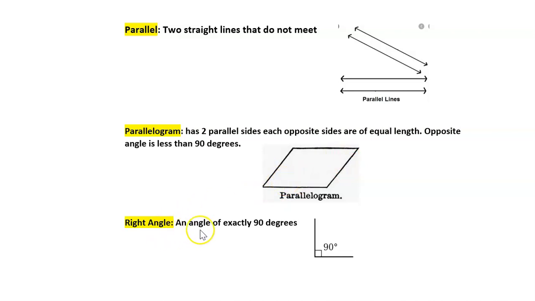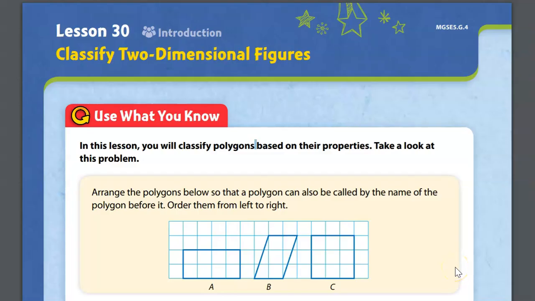Now a right angle is an angle of exactly 90 degrees. And right here we see a picture of what a 90-degree angle will look like. So as we go through this lesson, make sure you go back and reference these vocabulary words to assist you in your questions. All right, so let's get started.